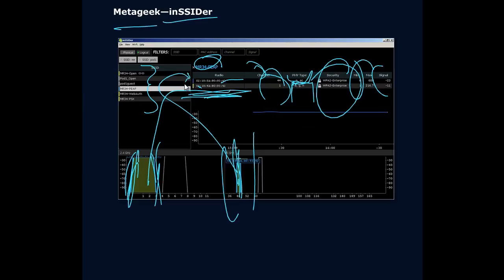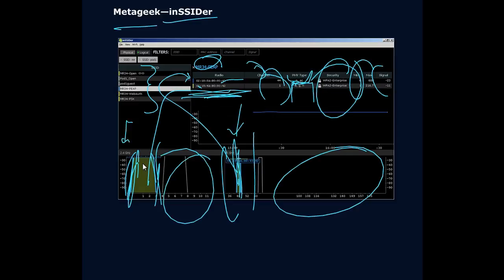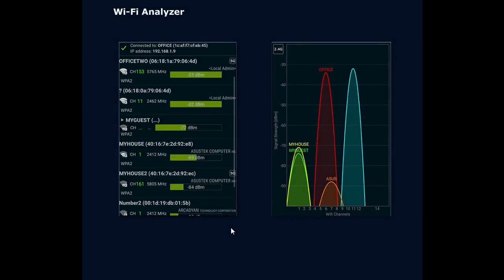You can see where in the spectrum they're located, because this is 2.4 down here and this is 5 gigahertz here. There's nothing here and there's nothing here in those other channels in this area. So when we do our Wi-Fi scanner, we know.